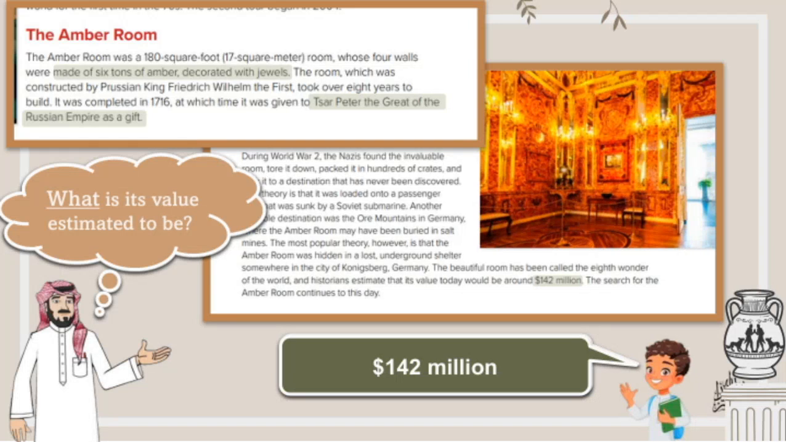Let's talk about the incredible value of the Amber Room. It's estimated to be worth around $142 million. That's a staggering amount for a single room. Now, you might wonder, who was this magnificent room built for? It was commissioned by Tsar Peter the Great of the Russian Empire, intended to showcase the wealth and power of Russia at the time. So, what exactly is the Amber Room?